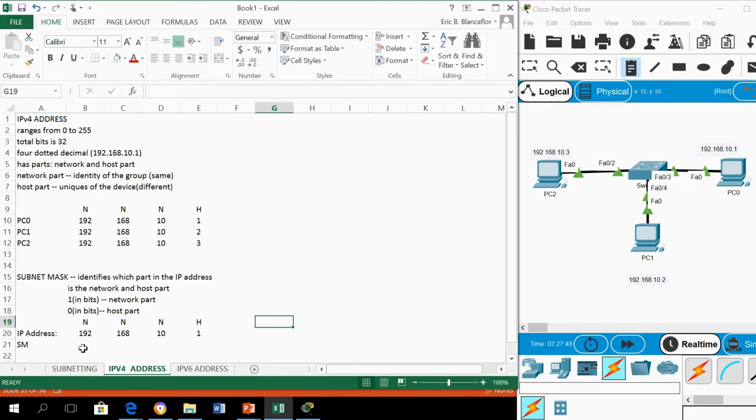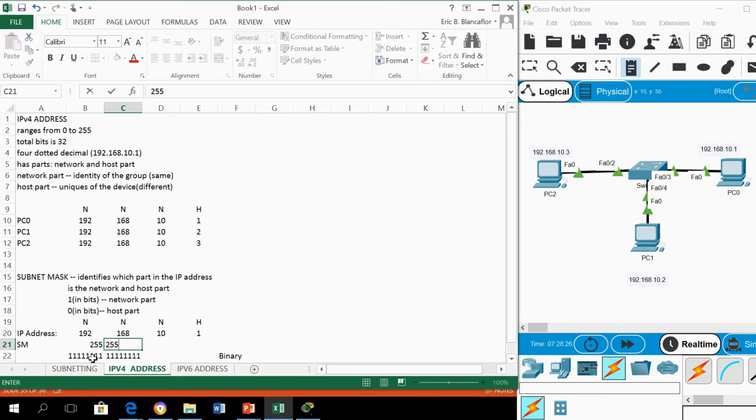In binary, you have 8 ones here, 1, 2, 3, 4, 5, 6, 7, 8, as with the 168, again 8 ones. This is in binary, and 8 ones in binary is 255 in decimal. What we type in our end device is in decimal format, so this is 255, and the next 8 ones is again 255.